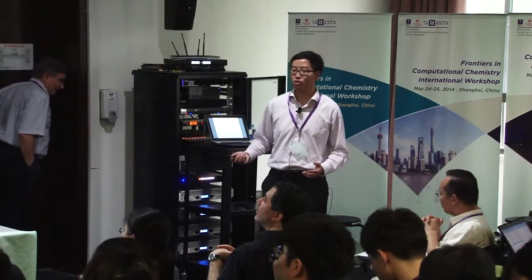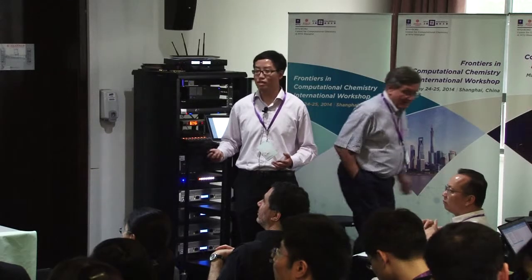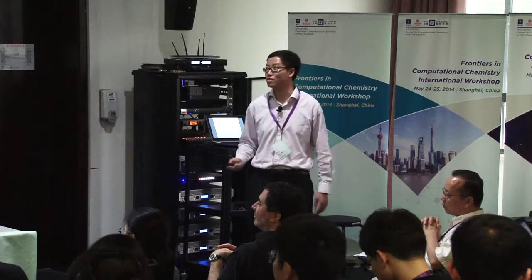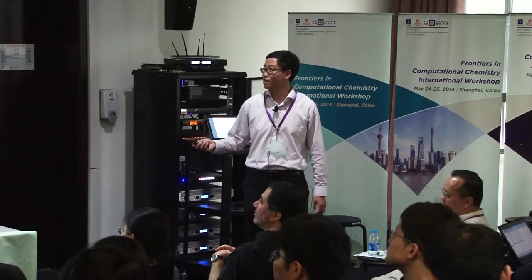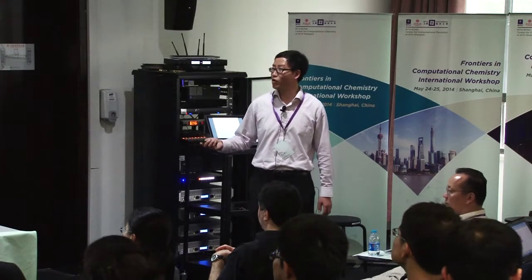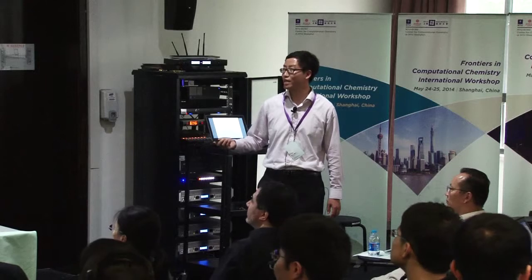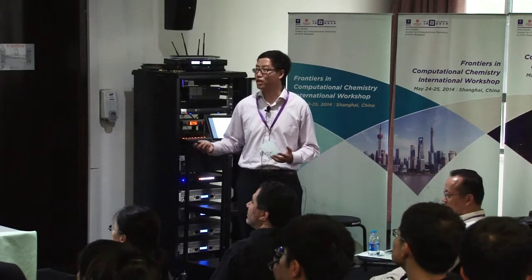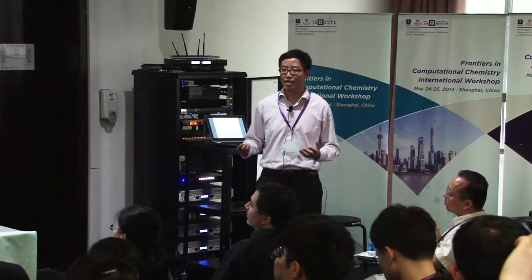So this list shows the popular ab initio methods nowadays. As we know, the CCSD(T) is regarded as the gold standard method. However, the scaling is pretty large. Right now, we can only carry out CCSD(T) on about 20 atoms. Once the CPU gets 100 times faster, because of the N^7 scaling, we can only solve 20 to 40 atoms.